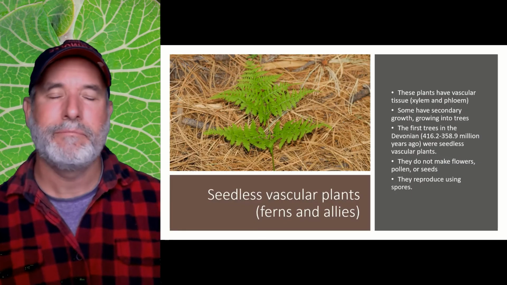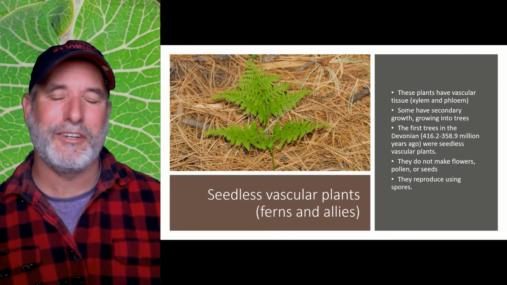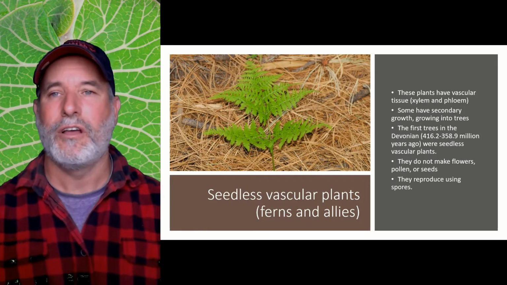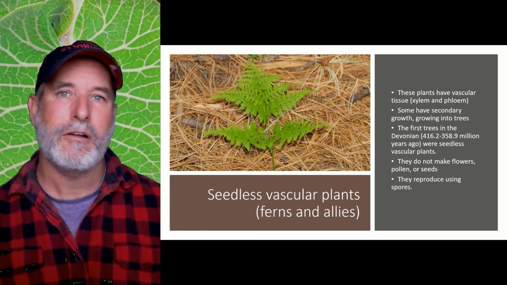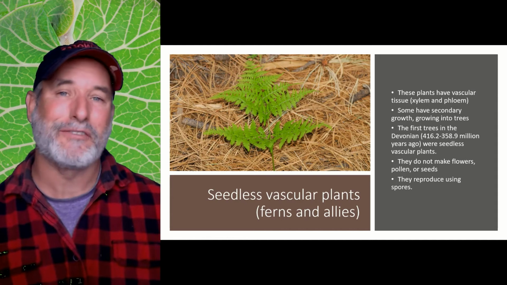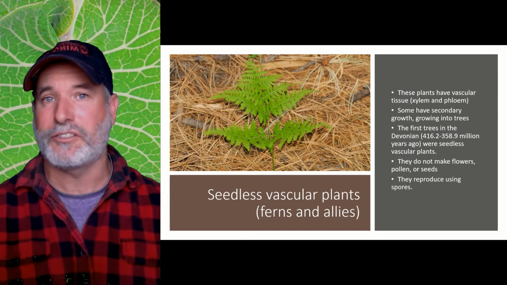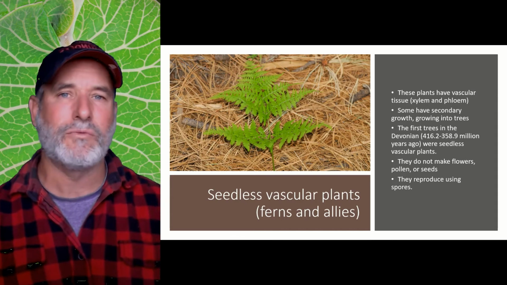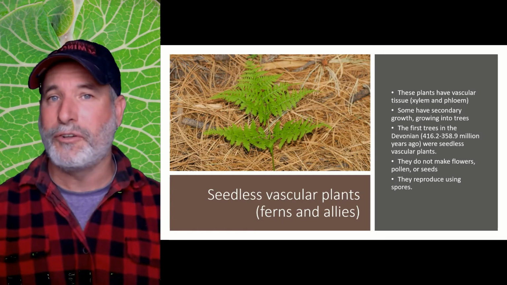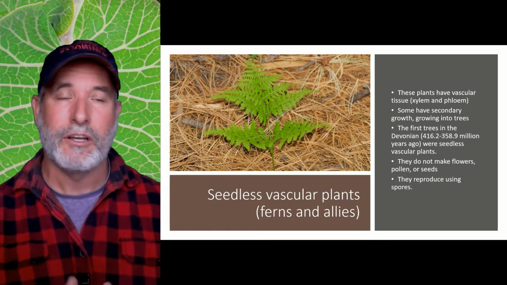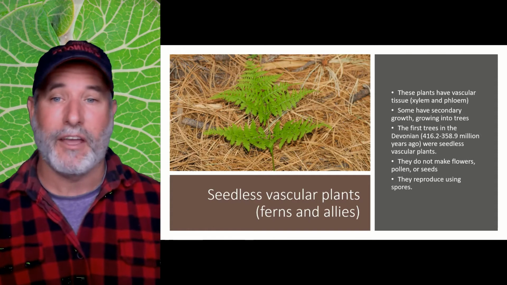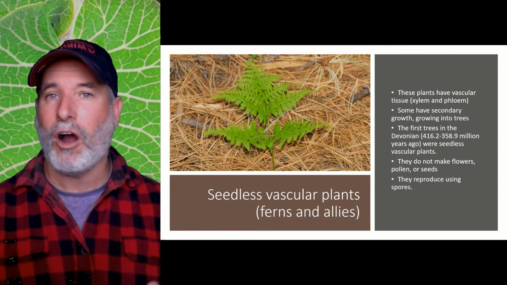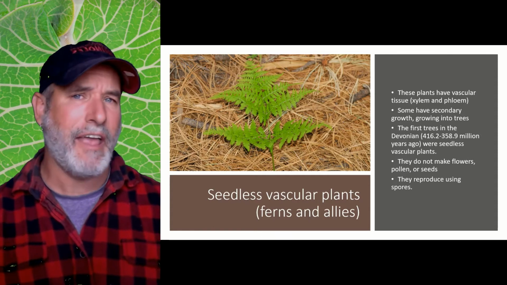Now, sometime around 420 million years ago, we get what are called the first vascular plants. They're called seedless vascular plants, and these are the ferns, amongst other things, and their allies as well. These plants don't produce seeds, they don't produce flowers, they produce spores, and lots of them. Ferns are vascular plants. They have leaves and they have roots.